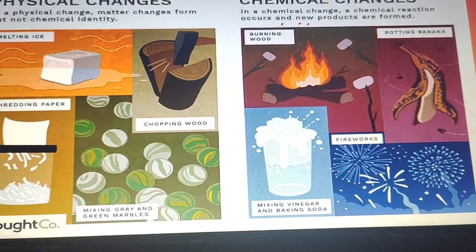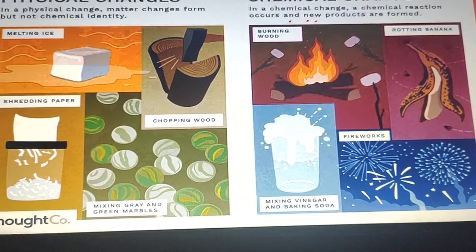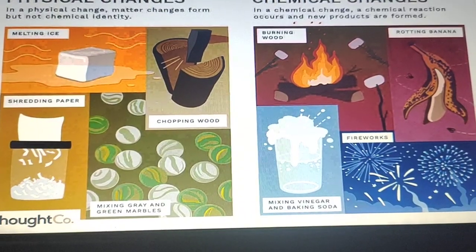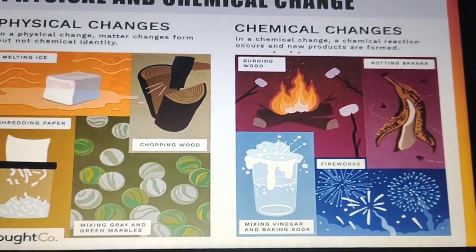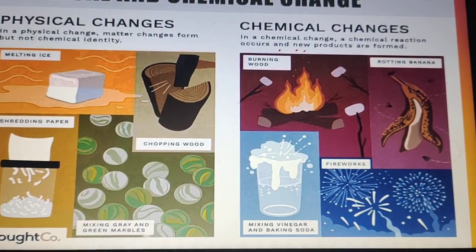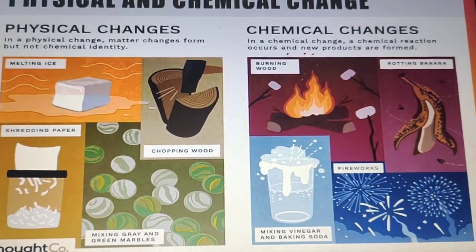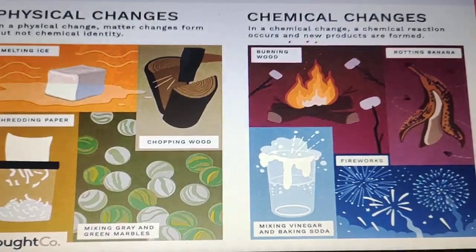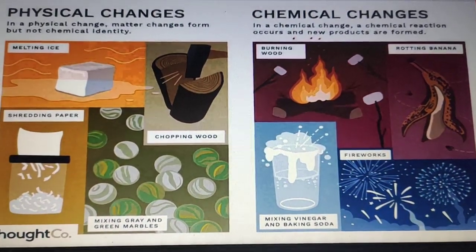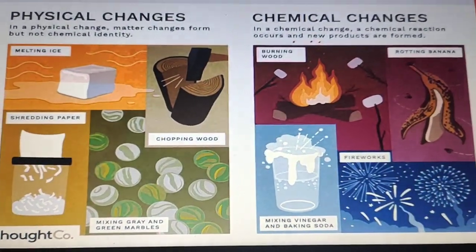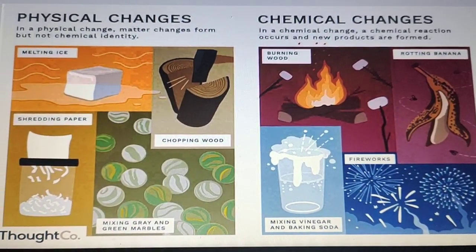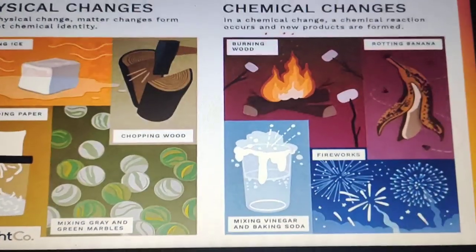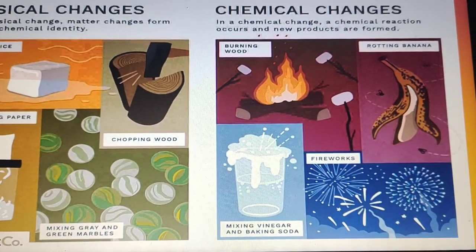Burning wood, burning of wood is a combustion process, so there is a chemical reaction. C plus O2 gives you CO2, and any carbon material you can burn, so that is your burning wood. Mixing vinegar and baking soda, when you are mixing vinegar and baking soda, there is some type of reaction because vinegar is acetic acid and baking soda has its own formula, so there is a formation of carbon dioxide. You can see here the rotting banana.